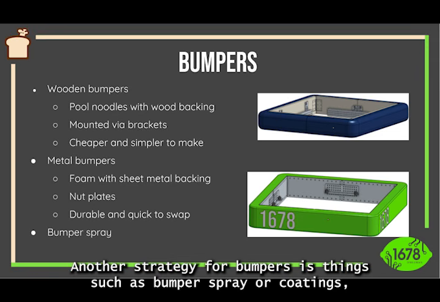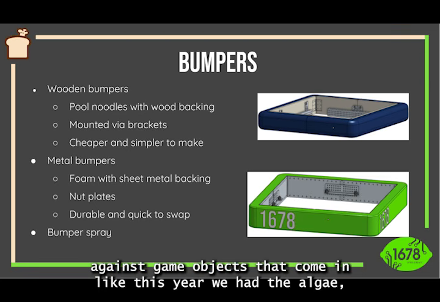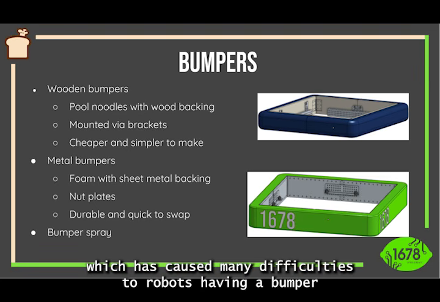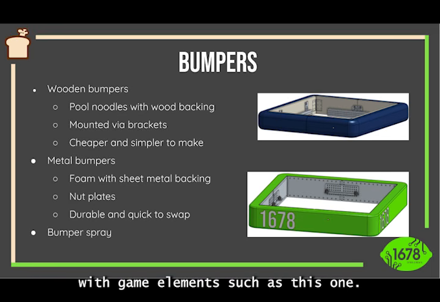Another strategy for bumpers is things such as bumper spray or coatings, which allow the bumpers to have less friction against game objects that come in. Like this year, we had the algae, which has caused many difficulties to robots. Having a bumper with less friction, less possibility for tipping over, is great for a year with game objects such as this one.